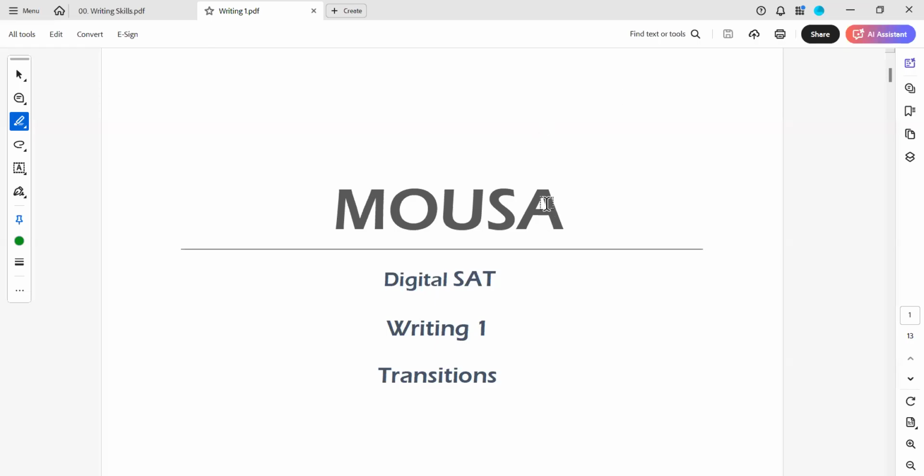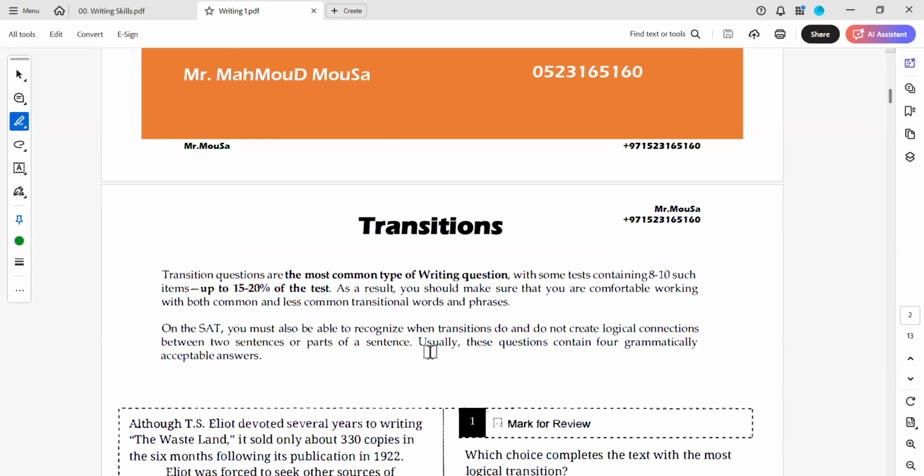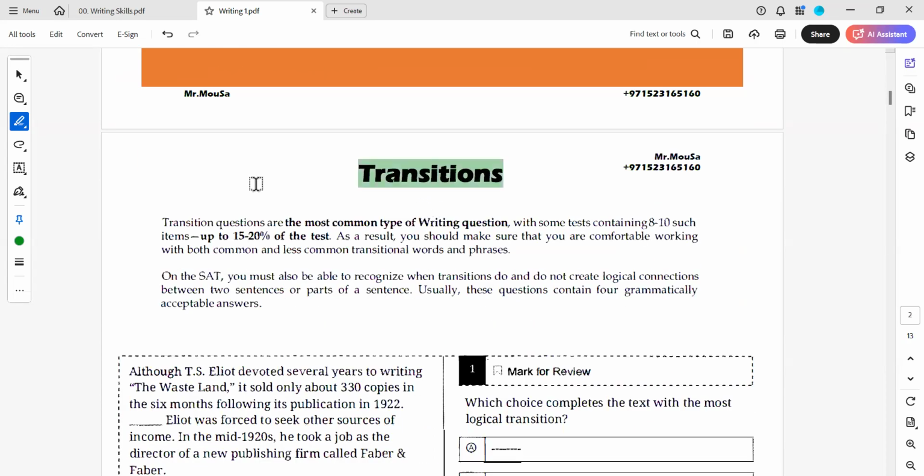Here we have chapter one in the writing section. Transitions. Okay, talking about transitions. So simply we're talking about words that could be used to indicate the relationship between ideas. For example, we have continue relationship: we have two similar ideas. We have contrast: we have two different ideas, two conflicting ideas. We have cause and effect, which means one idea is the result of the other one.